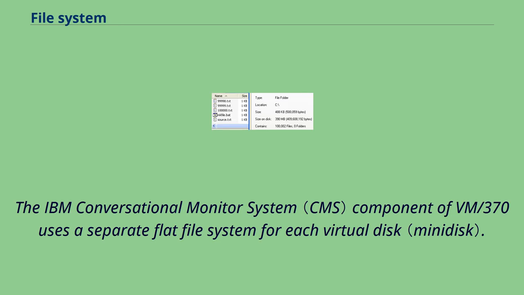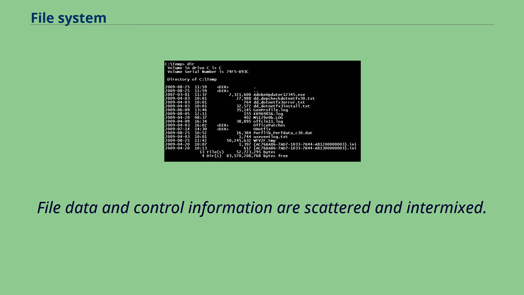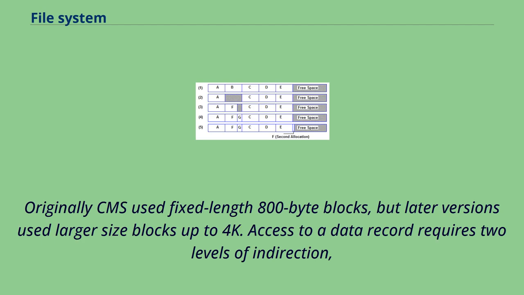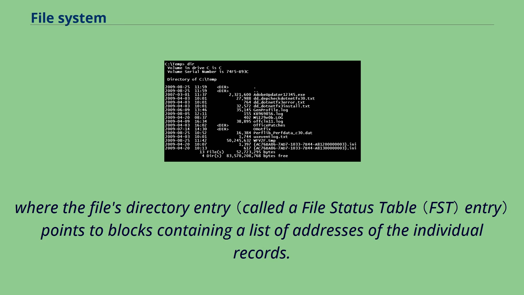The IBM Conversational Monitor System component of VM/370 uses a separate flat file system for each virtual disk. File data and control information are scattered and intermixed. The anchor is a record called the master file directory, always located in the fourth block on the disk. Originally, CMS used fixed length 800 byte blocks, but later versions used larger size blocks up to 4K. Access to a data record requires two levels of indirection, where the file's directory entry points to blocks containing a list of addresses of the individual records.